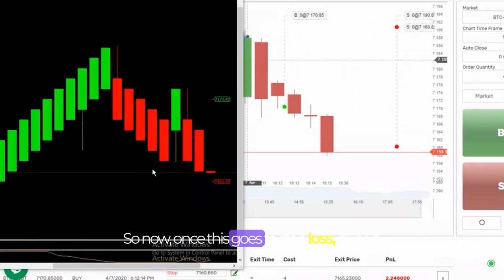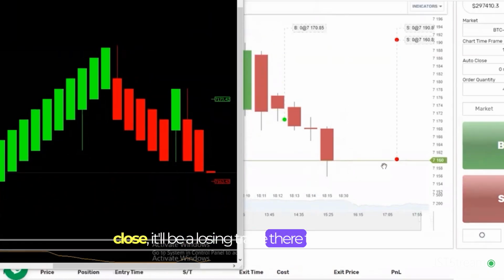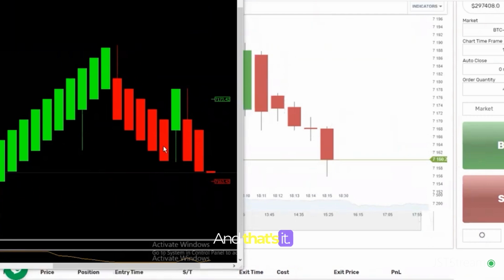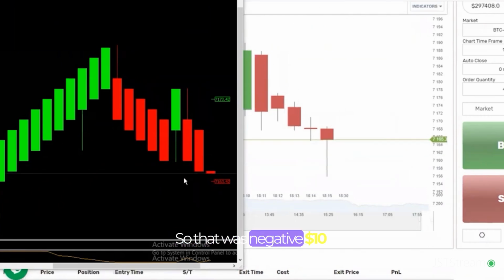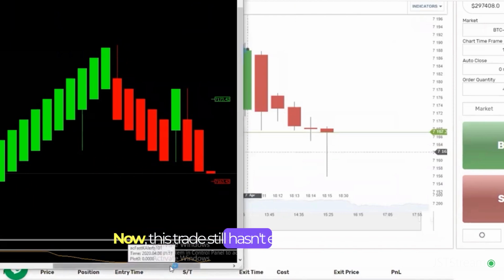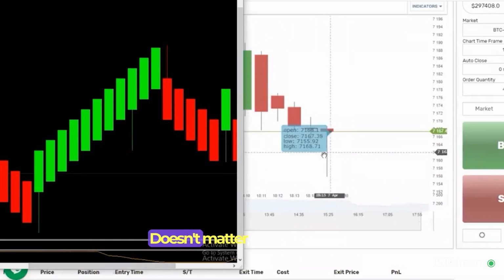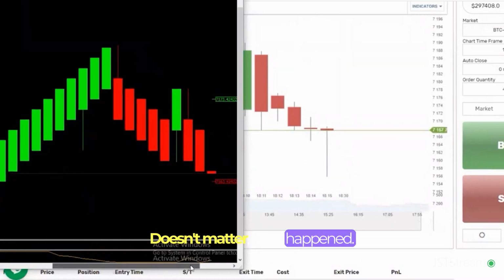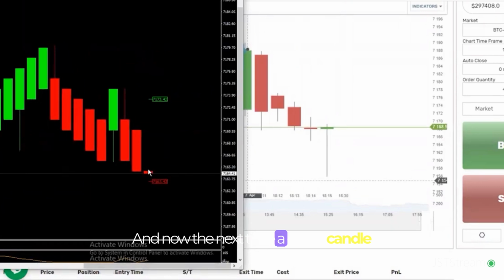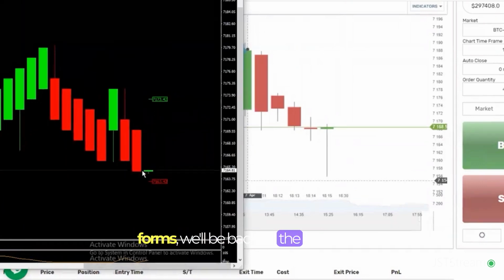So now once this goes to stop loss, it'll be a close. It'll be a losing trade. There to hit our stop, and that's it. So that was minus $10. Now this trade still hasn't expired yet because it did not hit the true stop. We actually entered in late. Doesn't matter, but it happened. And now the next time a green candle forms, we'll be back on the buy again.